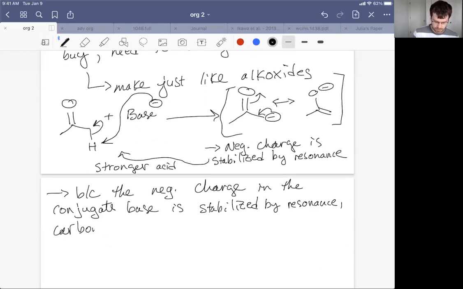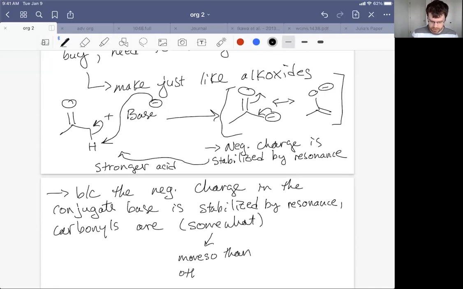carbonyls are, I'm gonna add my word, somewhat acidic. They're not as strong of an acid as HCl, but they're more acidic than your typical CH. More so than other CHs. Somewhat. And what are they somewhat? They're somewhat acidic. Sorry to not finish that thought. More so than other CH bonds anyway.